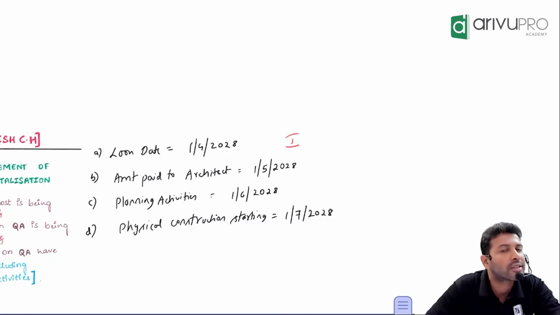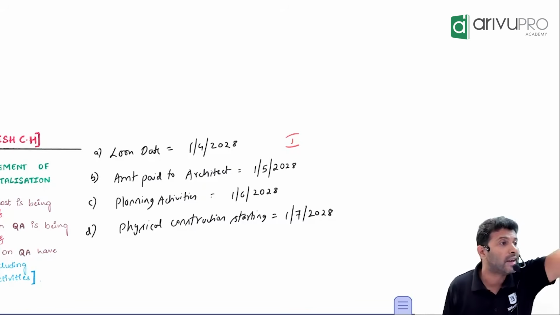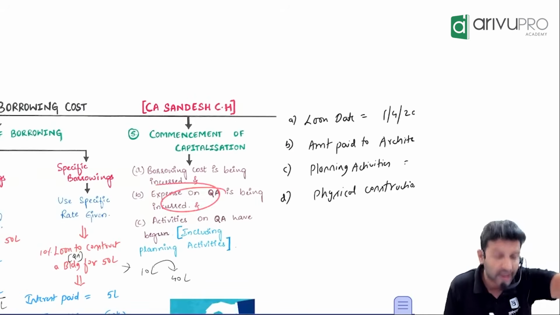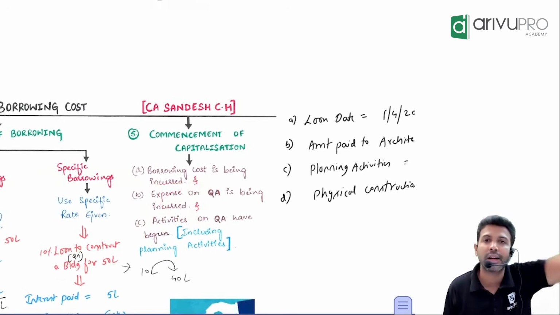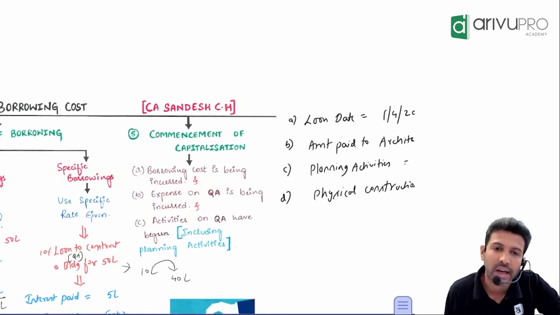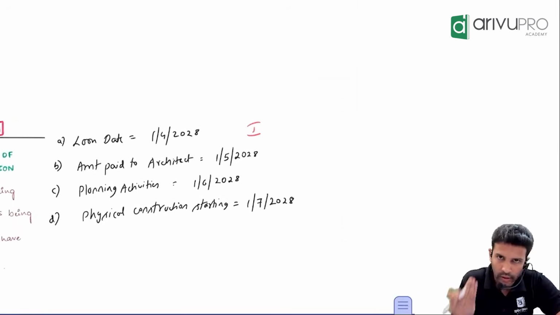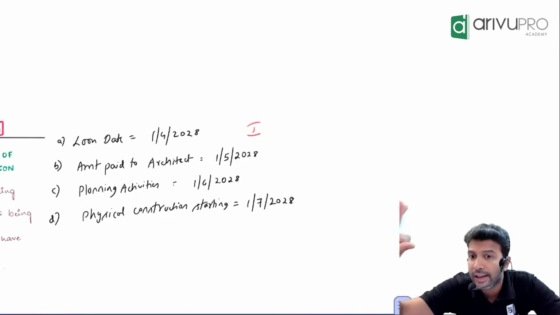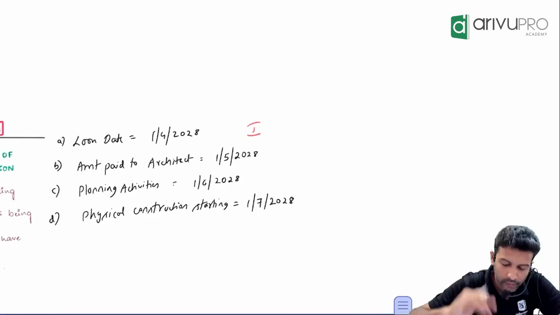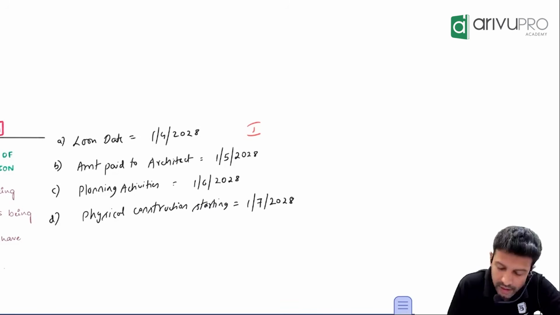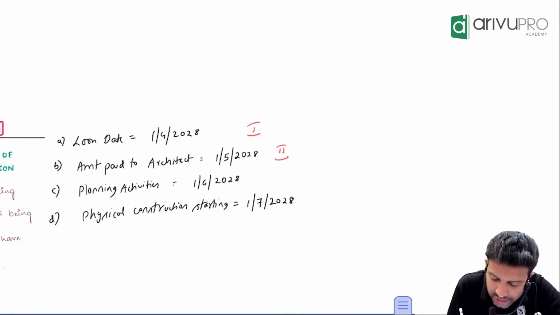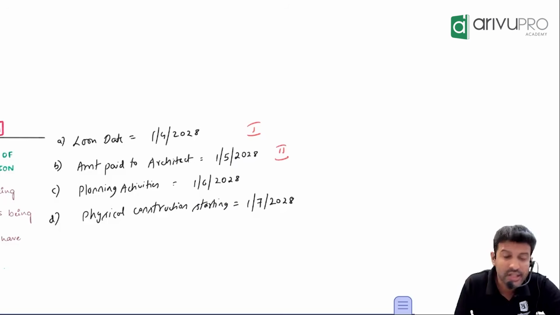Now, what is condition number 2? Expenditure relating to the qualifying asset has started. When did the expenditure on the qualifying asset start? Expenditure starts when you give money to the architect. When did you give the money to the architect? 1st May. That means condition number 2 is satisfied on 1st May.